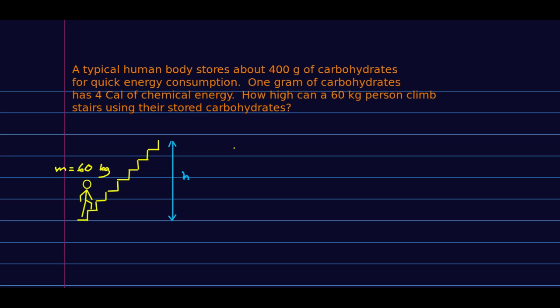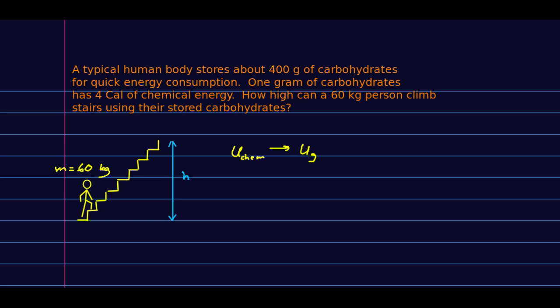So what you're doing here is you are converting this chemical energy that you have stored into gravitational potential energy. And so the chemical energy consumed would equal the gravitational potential energy gained if this was 100% efficient. But of course it isn't. If it's a typical physiological process, it's probably around 25% efficient.